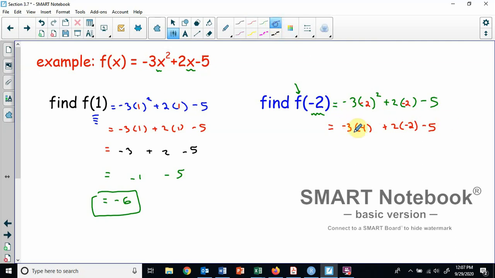So now I can do the multiplications. See, negative 3 times 4 is negative 12. And 2 times negative 2 is negative 4 minus 5. And then I just need to go about doing these additions and subtractions. Negative 12 plus negative 4 is negative 16. And minus 5. Not 16? Never mind. Okay, yeah, we're right. Sorry, I was thinking it was a 2. I don't know why. I see all the 2's and I got excited and thought it was a 2, but no, it's a 4. Okay, 16, and that should be minus 21. Awesome. There we go.